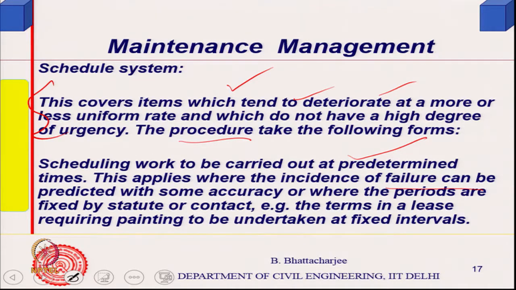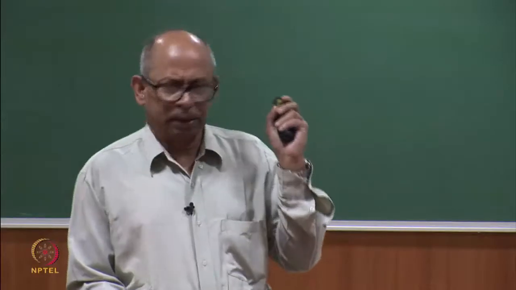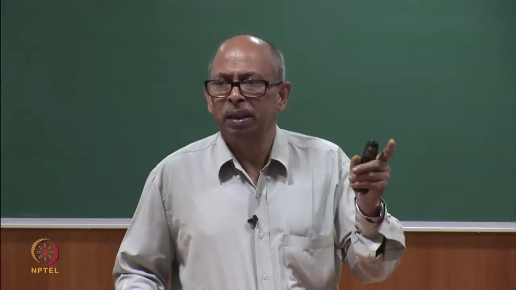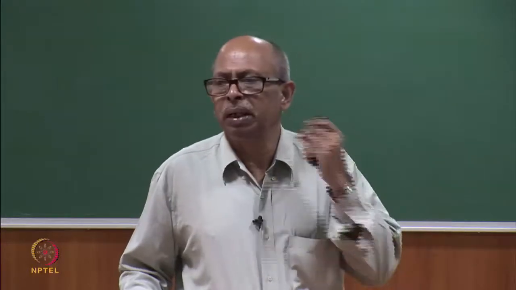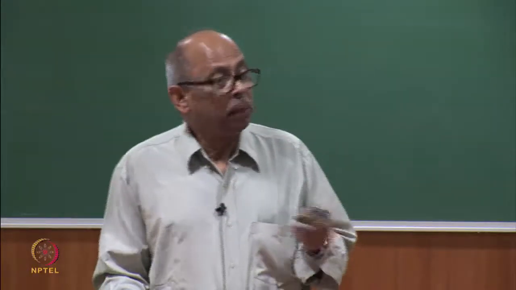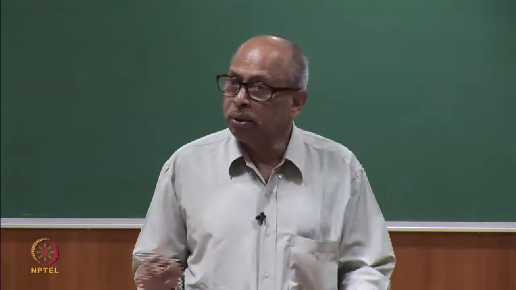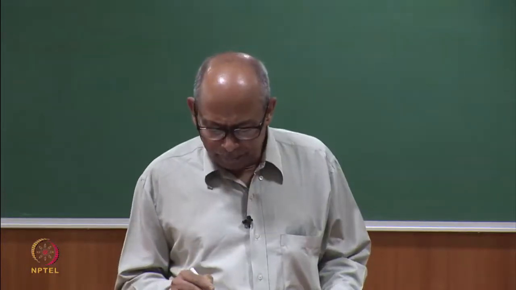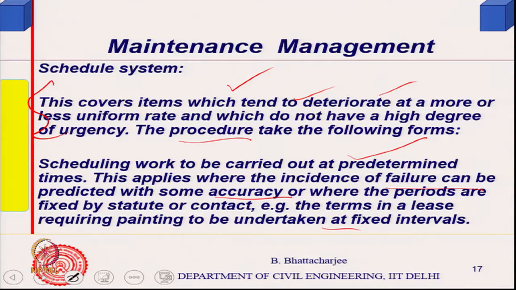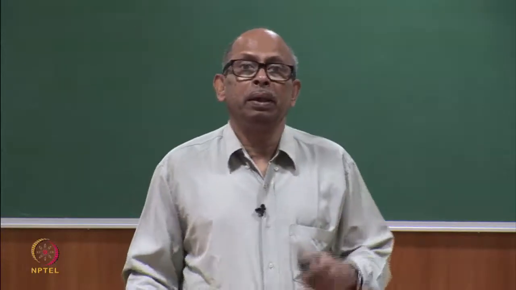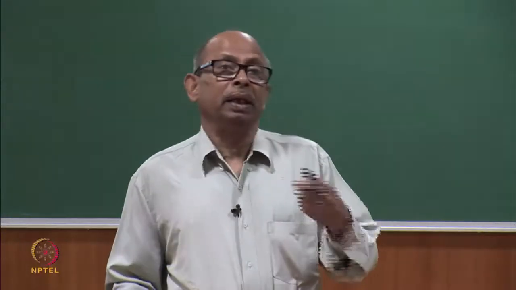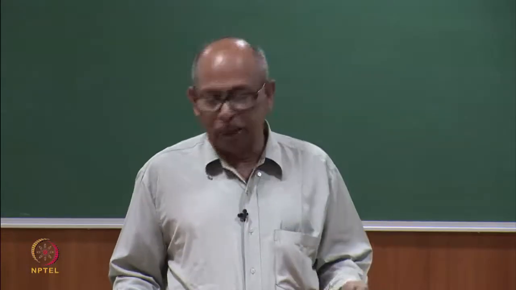So, incidents of failure can be predicted accurately, or somewhere I can fix the periods. For example, external painting: I say I will do it every 3 years or every 5 years or every 7 years. A guaranteed time is given to me, 7 years or something like that, so I will do it every 7 years. So, if the periodicity I can estimate, somewhere through deterioration, somewhere by frequency, in that case I will do those items in the schedule system. It can also be contractual. For example, in the lease you have decided that external painting will be done every year or something of that kind.